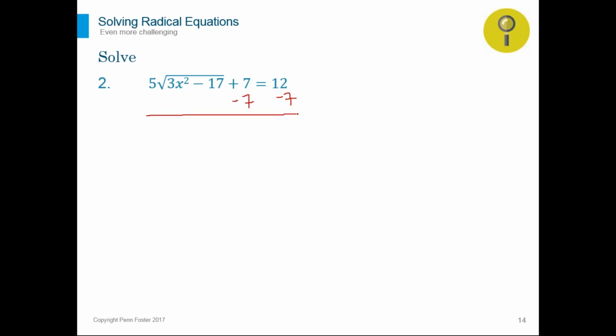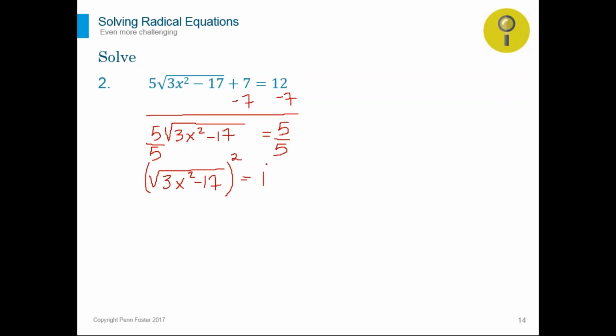So that would make here 5 times the square root of 3x squared minus 17 equals 12 minus 7. It's going to be 5. So on the other side, we have a 5. That makes it easy for us because we have to divide over 5 and divide over 5. Then the square root of 3x squared minus 17 equals 1. Square, because everything now is ready to be squared.